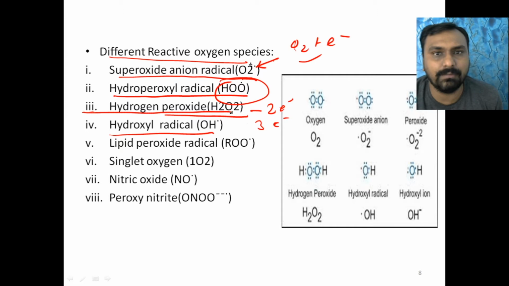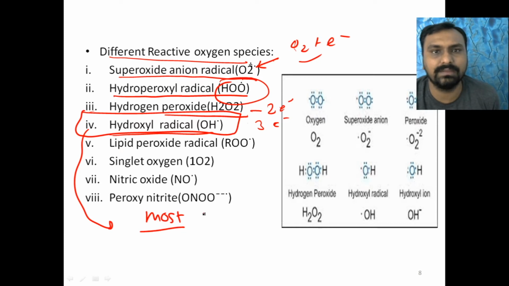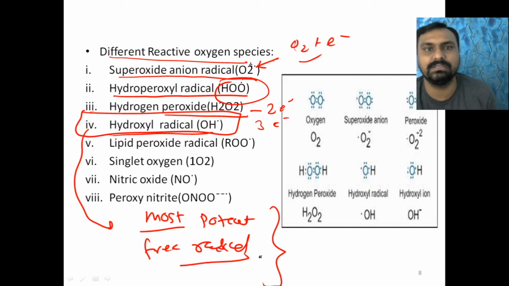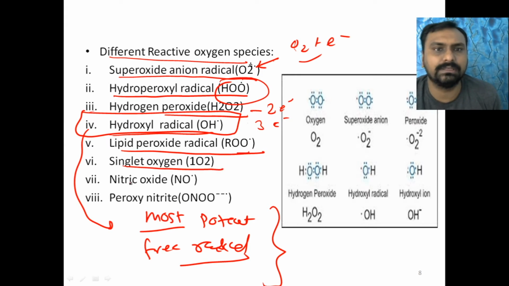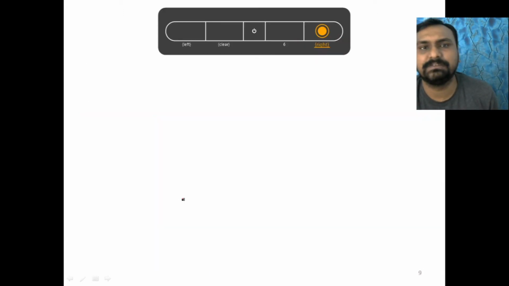The important point about this is that the hydroxyl radical is the most potent free radical. This you have to remember. It is asked in MCQs frequently: which is the most potent free radical? That is the hydroxyl radical. Then lipid peroxide radical, singlet oxygen, nitric oxide, peroxynitrite, all these are the different oxygen species.